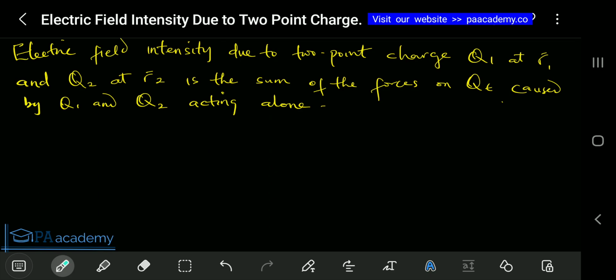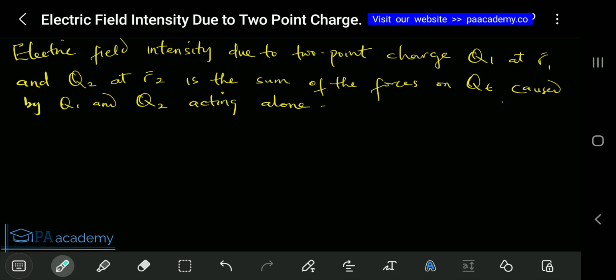So in the previous part, we looked at electric field intensity, but now we are looking at it from the perspective of, okay, if there are two point charges acting on a particular point, and you're asked to calculate or find the electric field intensity.